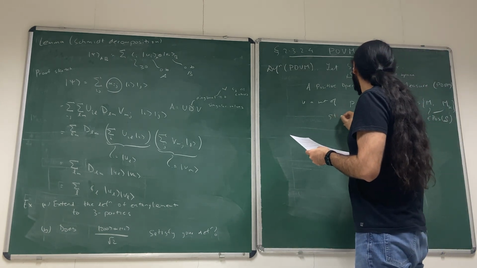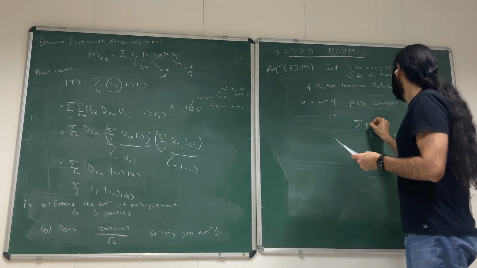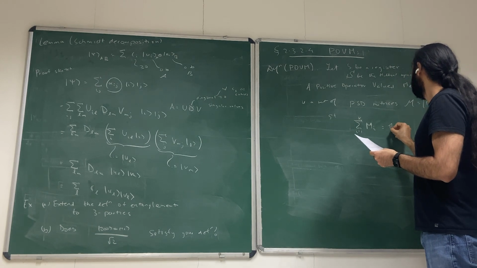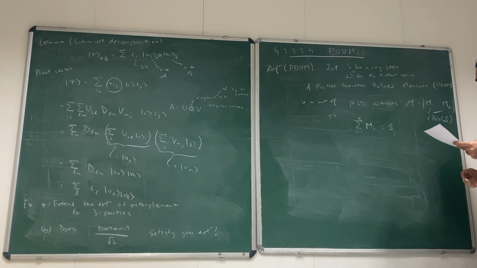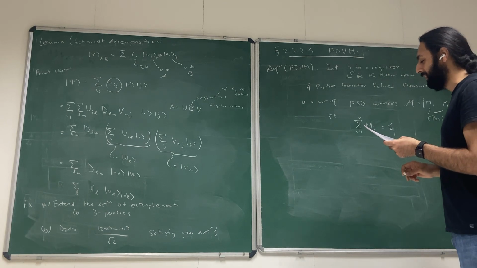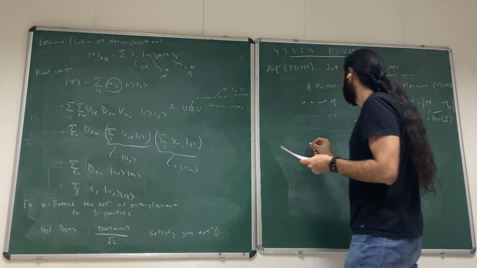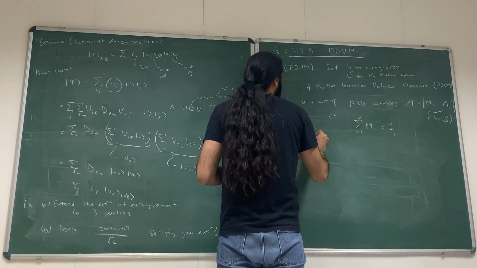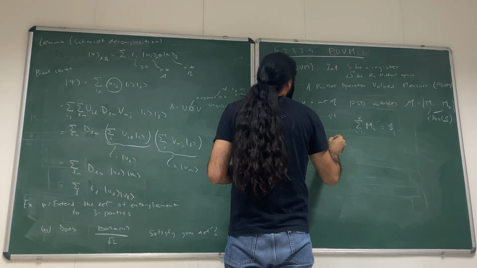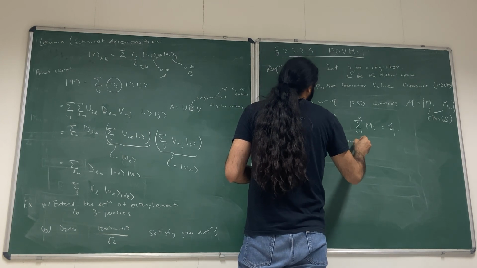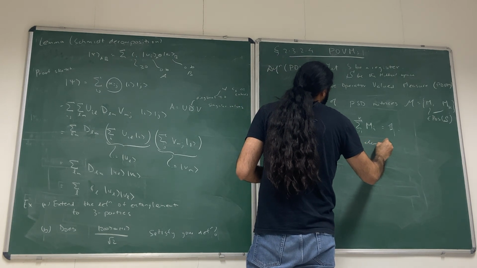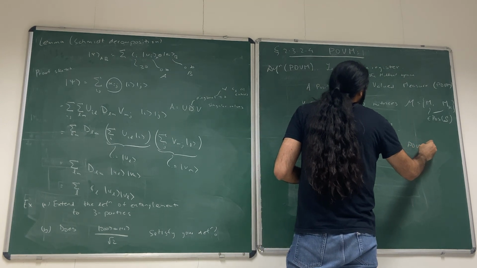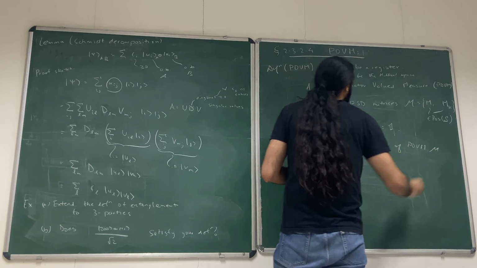such that the sum over M_i, i going from 1 to k, is the identity. The M_i are called the POVM elements. That's the definition.